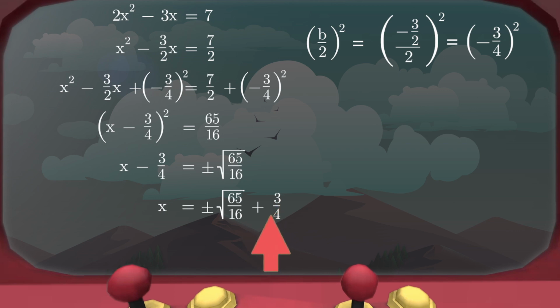Okay, and then if you type this into your calculator, you will see your calculator simplifies it already, and we will have x is equal to 3 plus minus the square root 65 over 4. And there we go, and that is all there is to it.